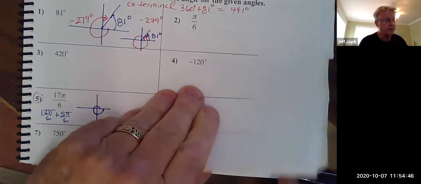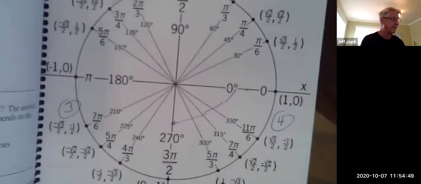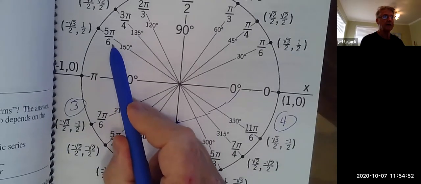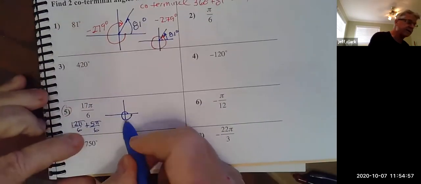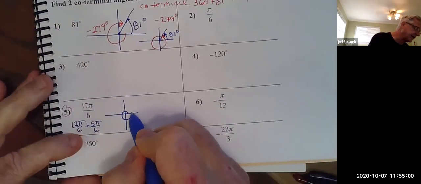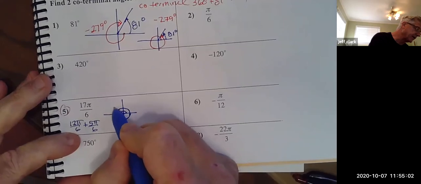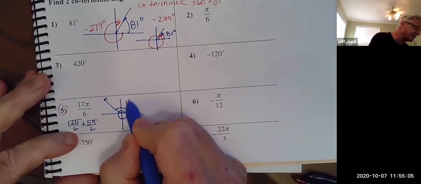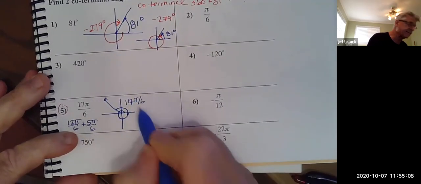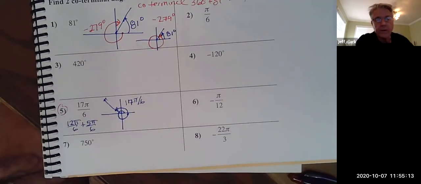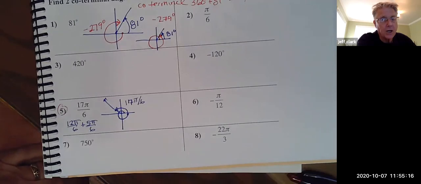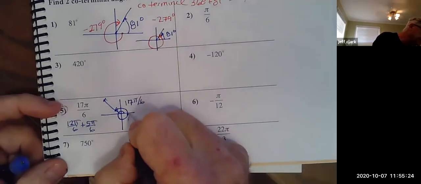So I can go back to the wheel and look at where 5 pi over 6 sits right here. This one has 12 pi over 6 of the 17, and then a little bit more gets you over here to 5 pi over 6 more. This right here is 17 pi over 6. Now I want a coterminal angle to that. You don't want to repeat it. That's not coterminal to itself. It's trivial.